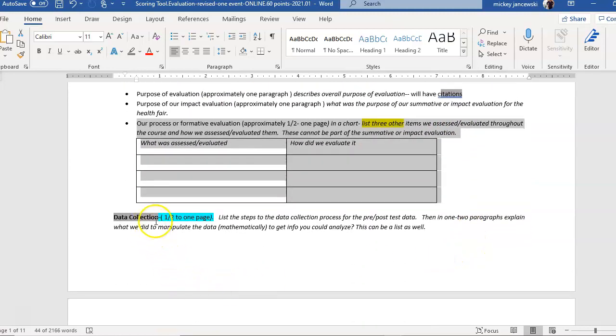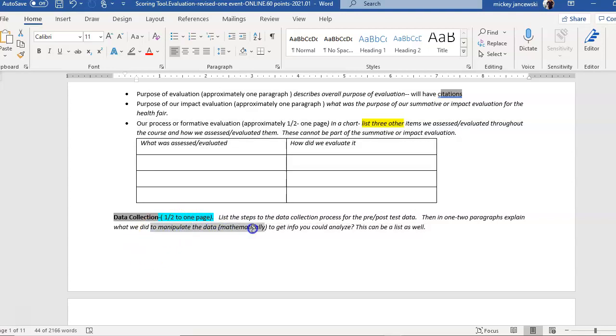So the next section is data collection. This is going to be half a page to 1 page. You can start to write this, but you won't be able to finish it probably until the end of this week. You are going to list the steps of the data collection process from the pre-test all the way through to the post-test, and how we gathered the data and how we manipulated the data mathematically, which is what you're working on now. So once you finish manipulating the data this week, you'll be able to write this section also.